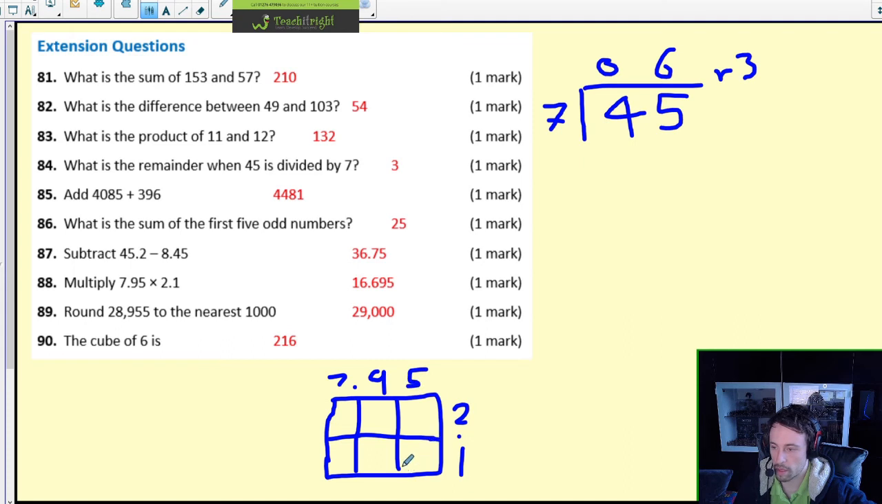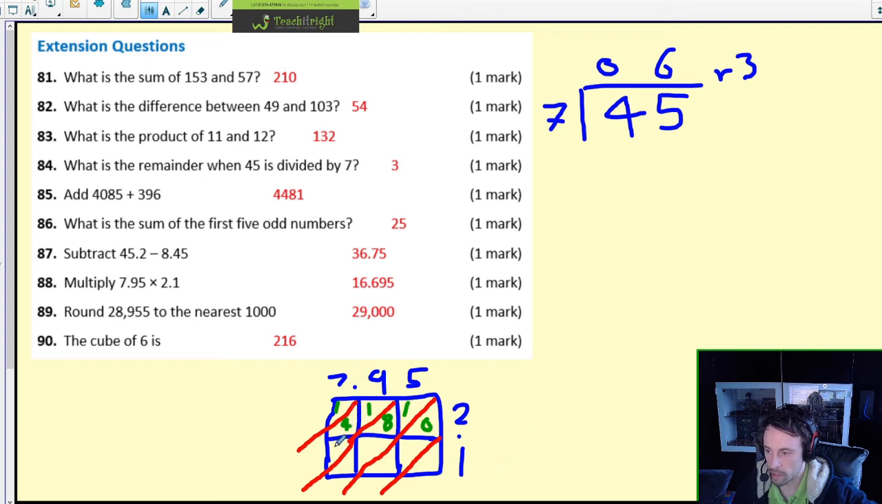So that's the grid nearly set up. All I've got left to do is to divide each of the boxes in half, and then just go through and fill it in. So 5 times 2 is 10. 9 times 2 is 18. 7 times 2 is 14.